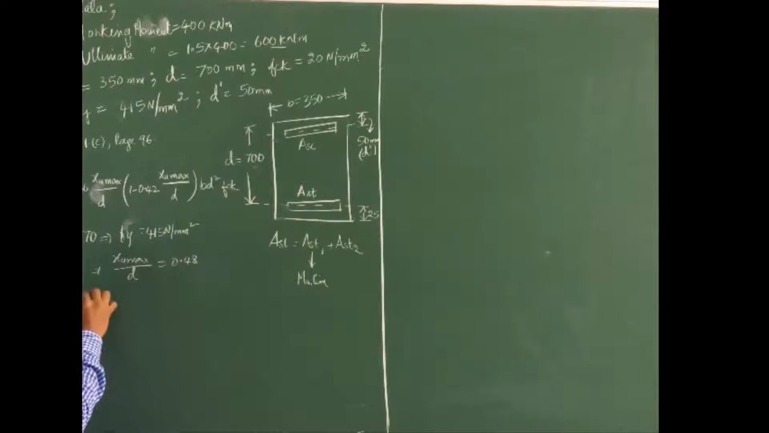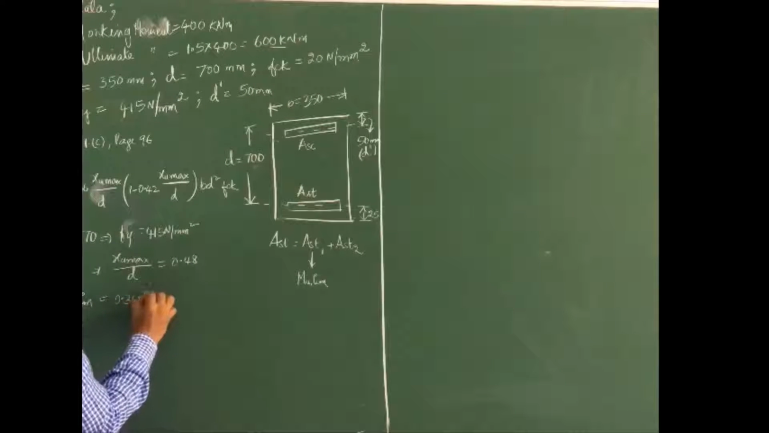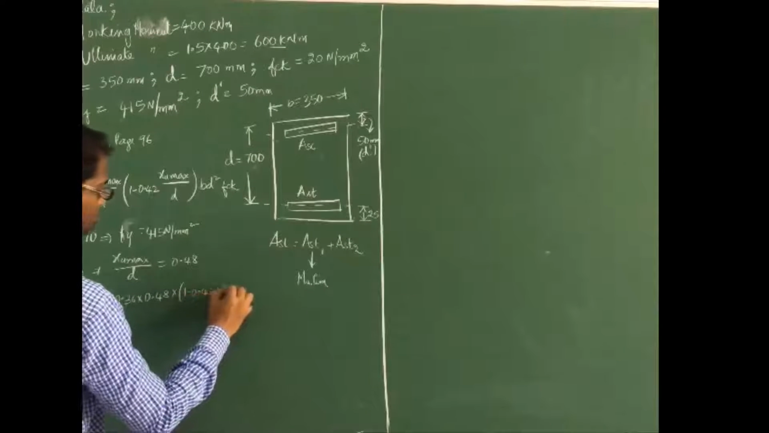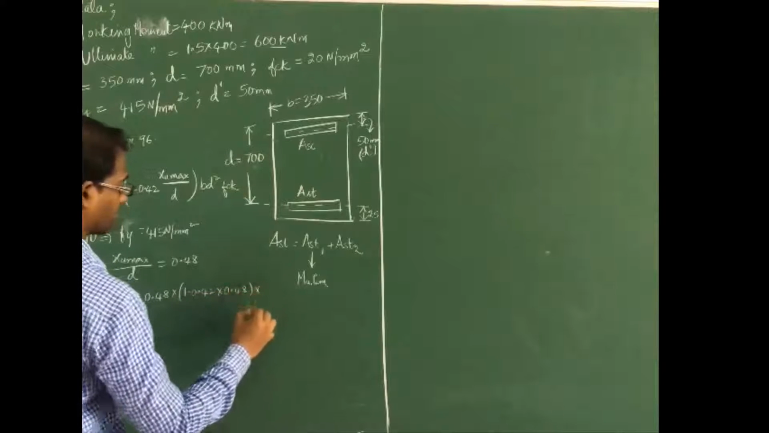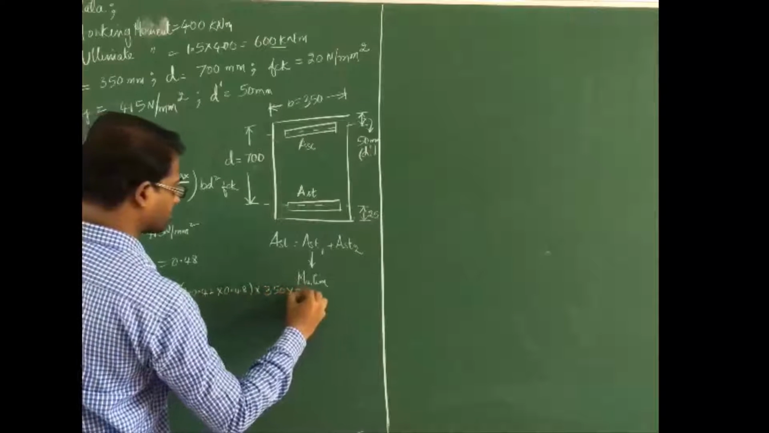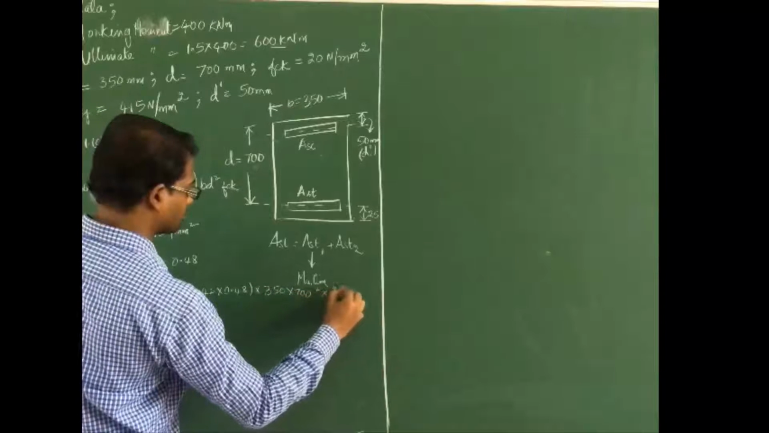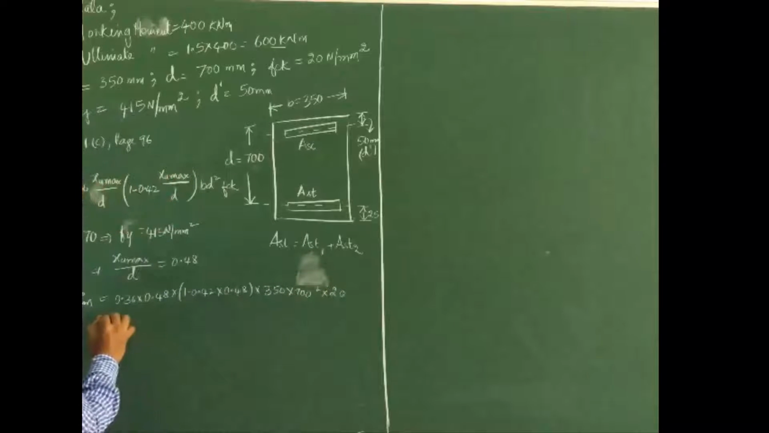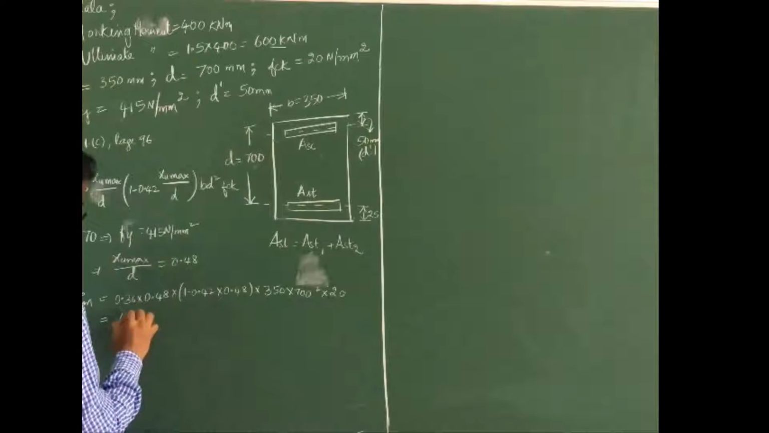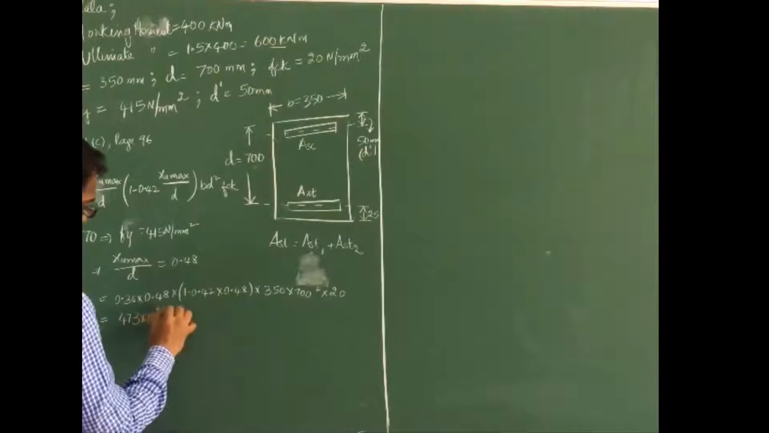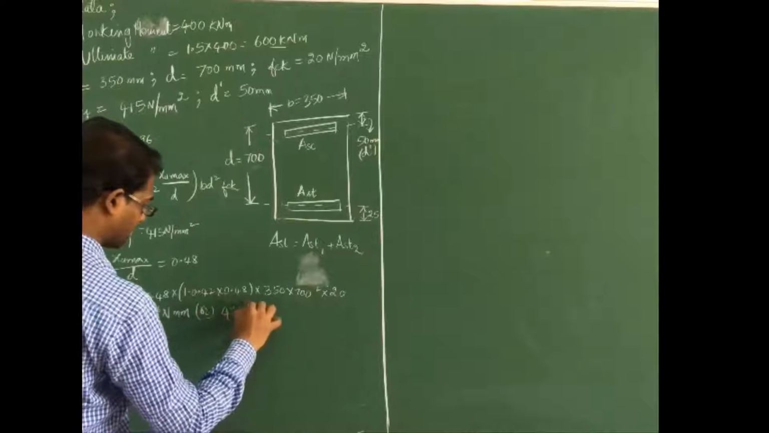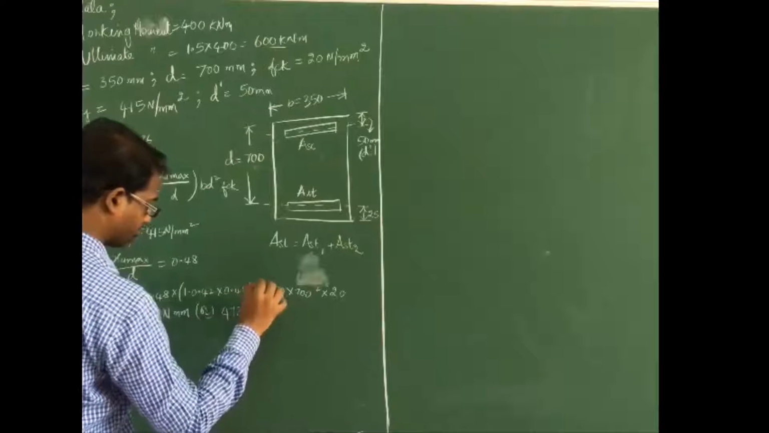So the limiting moment of resistance of this section is given by 0.36 into 0.48 into 1 minus 0.42 into 0.48. B is 350, 700 square into 20. This will give you a value of 473 into 10 power 6 Newton mm, or 473 kilonewton meter.